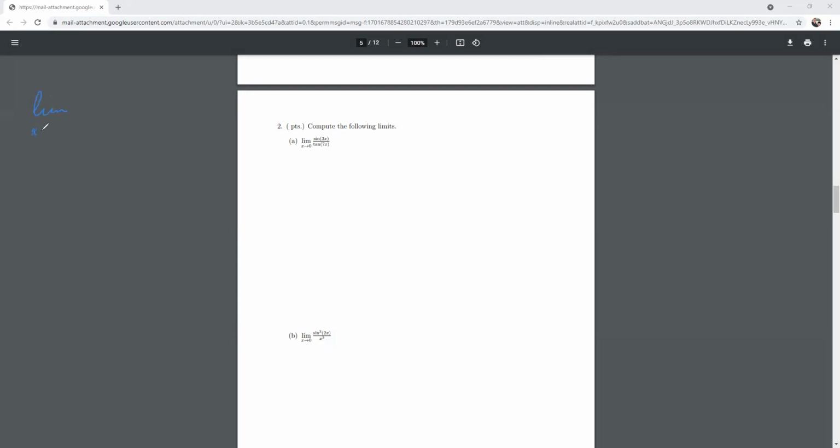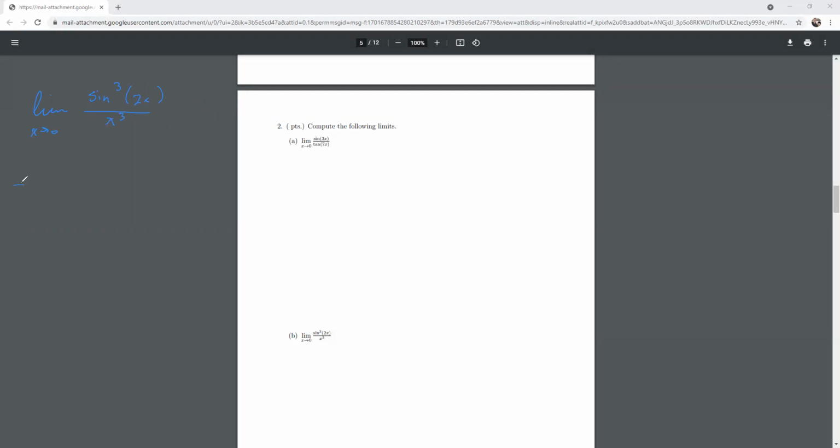Limit as x approaches 0, sine cubed of 2x over x cubed. Okay, so as always, plug in the value, see if it works out. You plug in 0 into here, you're going to get 0. Sine of 0 is equal to 0. And if you plug in 0 into here, you're just going to get 0. So in short, we get 0 over 0. Apply L'Hopital's rule, right? Okay, so let's run through that.